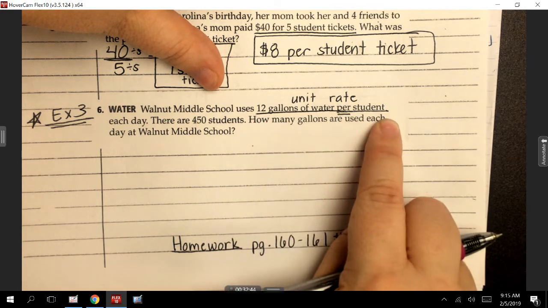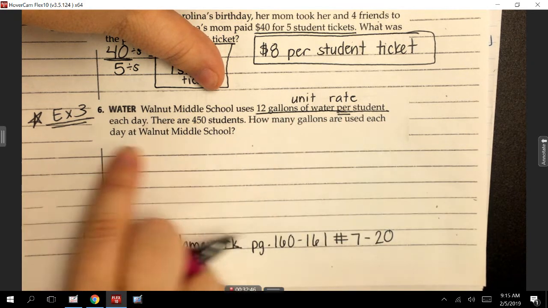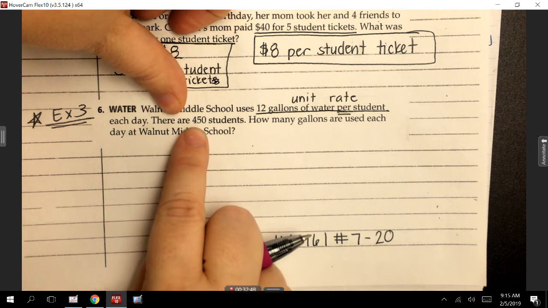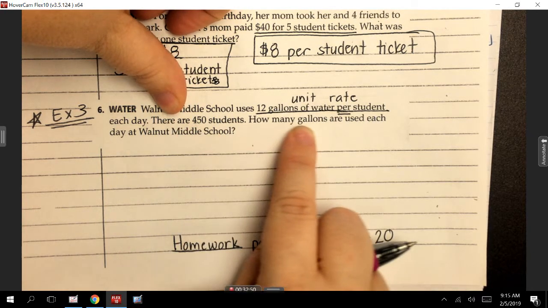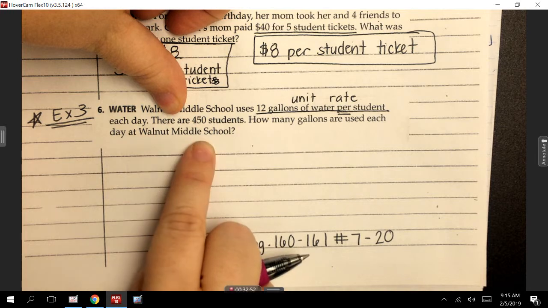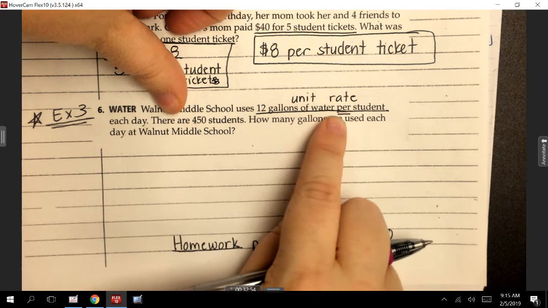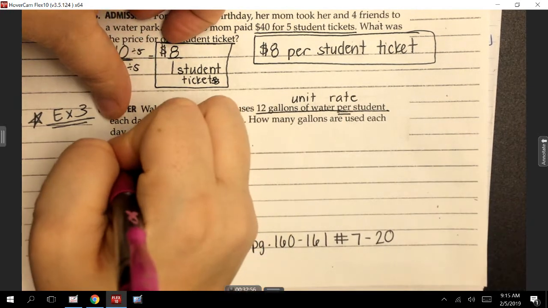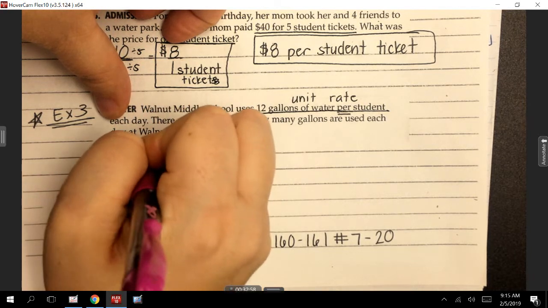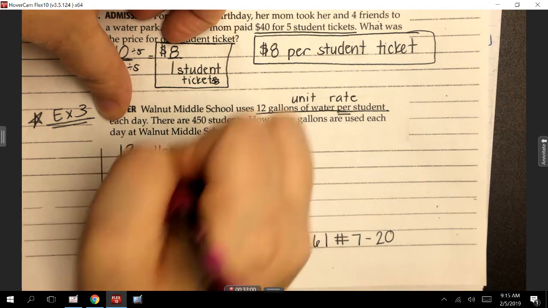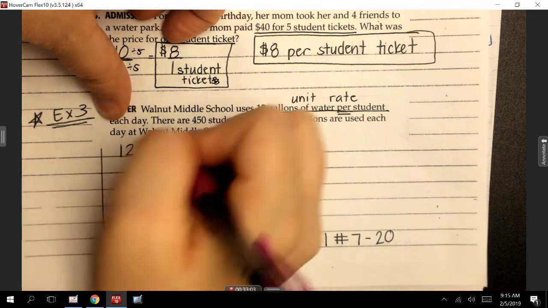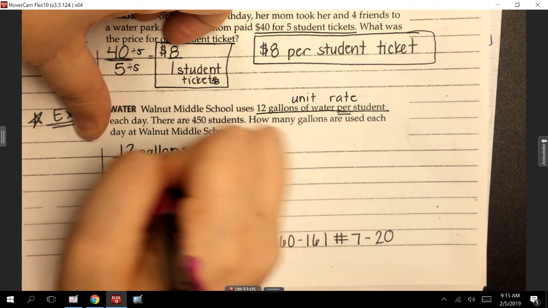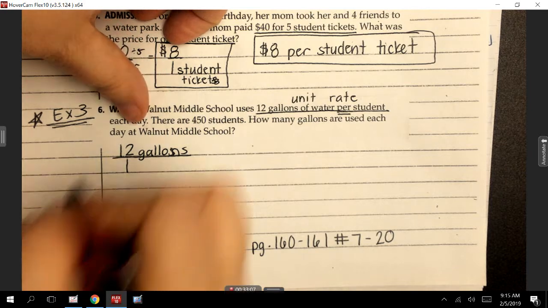Okay? So let's keep going. So I have 12 gallons of water per student. Are we okay with that? Then it says, there are 450 students. How many gallons are used each day at Walnut Middle School? So let's start by writing our unit rate. What does it say for our unit rate? 12. And I'm going to go ahead and write gallons next to that because that's in our unit rate, right? 12 gallons over 1 student.